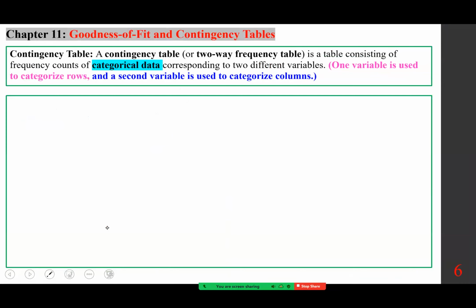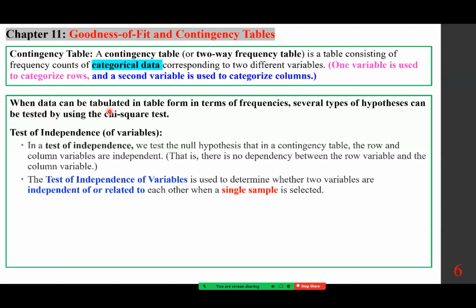Now, let's again continue with the discussion and then we will solve that problem. Contingency table. Let's look at definitions. A contingency table or two-way frequency table is a table consisting of frequency counts of categorical data corresponding to two different variables. One variable is used to categorize rows and a second variable is used to categorize columns. When data can be tabulated in table form in terms of frequency, several types of hypotheses can be tested by using the chi-square test. Chi-square test, test of independence of variables.